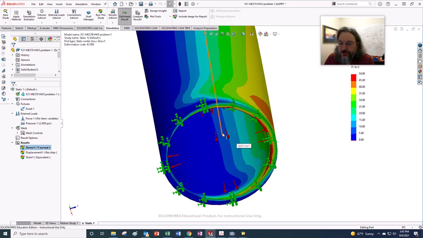this was a pretty good result, but we might want to change the mesh in the location and see what the effect is, see if we got closer. But this is actually pretty acceptable, I think.